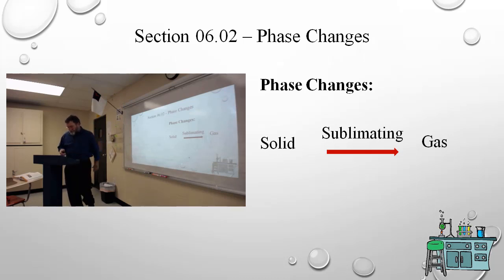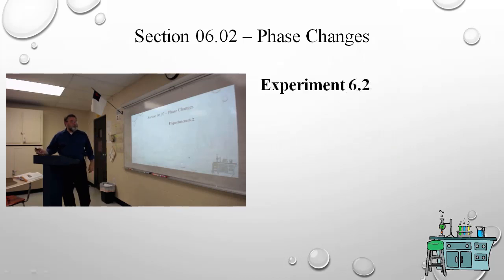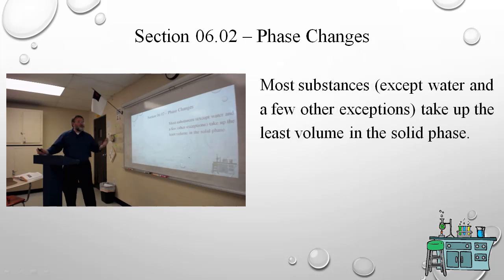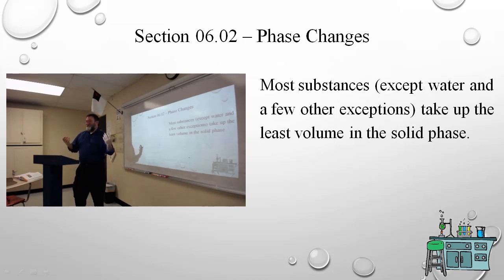So, the main difference between phases of matter is the volume they occupy. That's one of the takeaways at this point, the second section on phase changes. The main difference between phases of matter is the volume that they occupy. Because most substances, with the exception of water, so if you remember that water is the exception, remember water and then think backwards, okay? That's the way I learned some things.